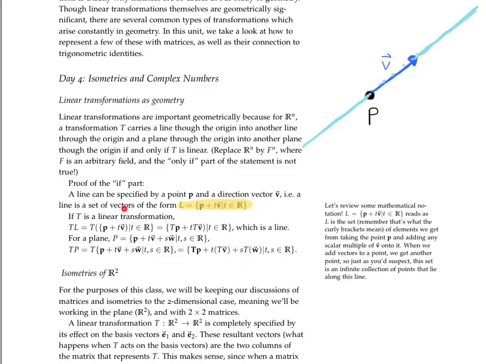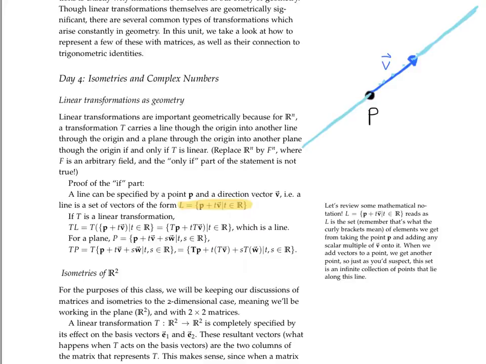If T is a linear transformation, and T is acting on the line, that means T is acting on the set of all points formed as p plus t times v, such that t is a member of the real numbers. These are all our points in that set. And that equals, because T is linear, by linearity, T acting on p plus any scalar multiple of T acting on v. Well, T acting on a point is just going to give us another point, and T acting on v is just going to give us another vector.